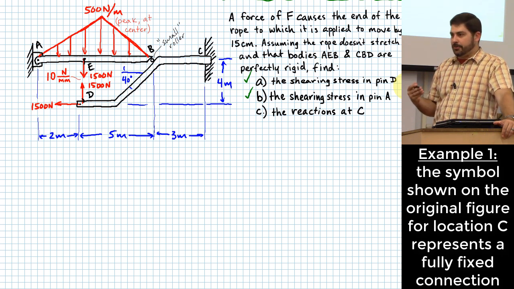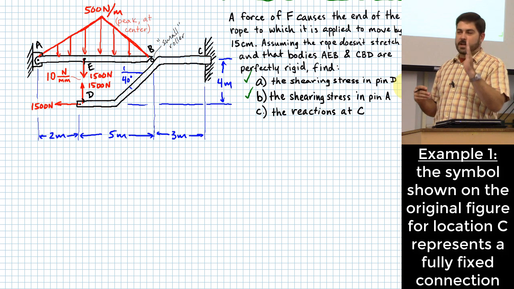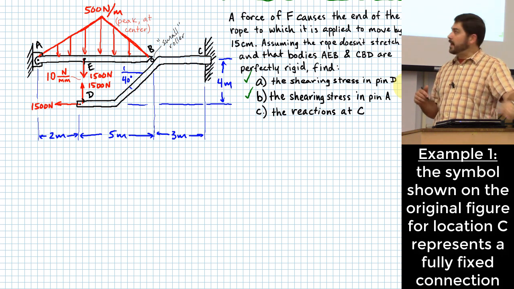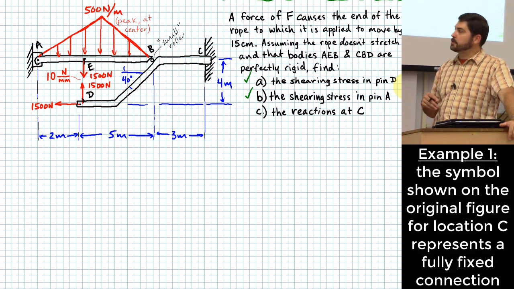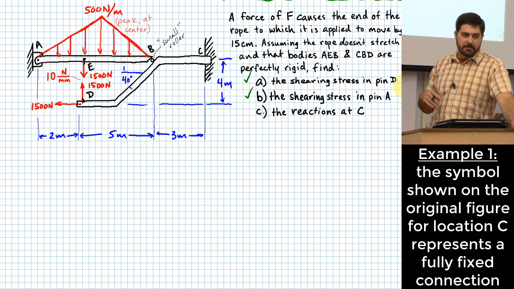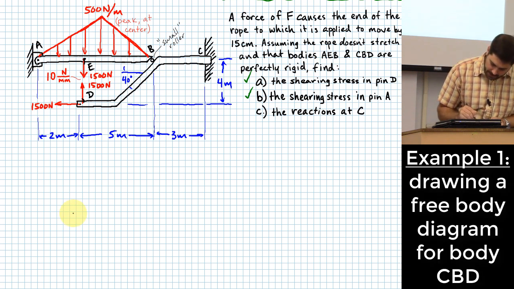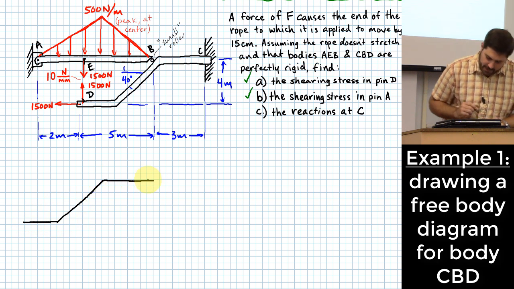So when you say all of them for a 2D problem, what does that mean? Can't translate vertically, it can't translate horizontally, and it can't rotate at that location. All three of those constraints are applied at C. Okay? So I'll just say that now, and I'll show you what it looks like when we get to drawing the free body diagram, okay? So let's draw it. There is basically the shape of that body.